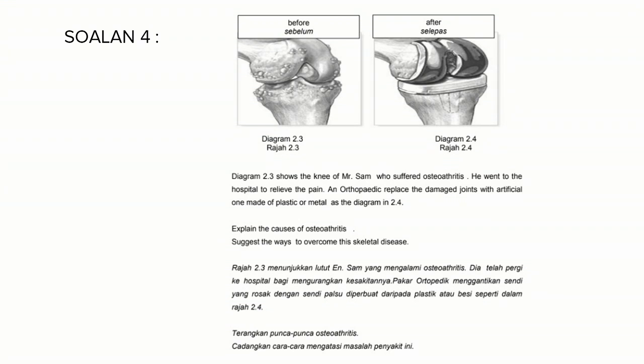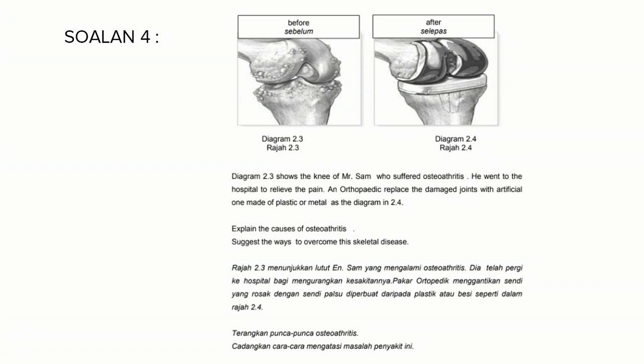Okay, tengok info dulu. Okay, Raja 2.3 yang sebelum punya menunjukkan lutut. Okay, lutut injek Sam yang mengalami osteoarthritis. Okay, osteoarthritis maksudnya dia kekurangan rawan. Lack of cartilage at the end of the bone, not enough cartilage.